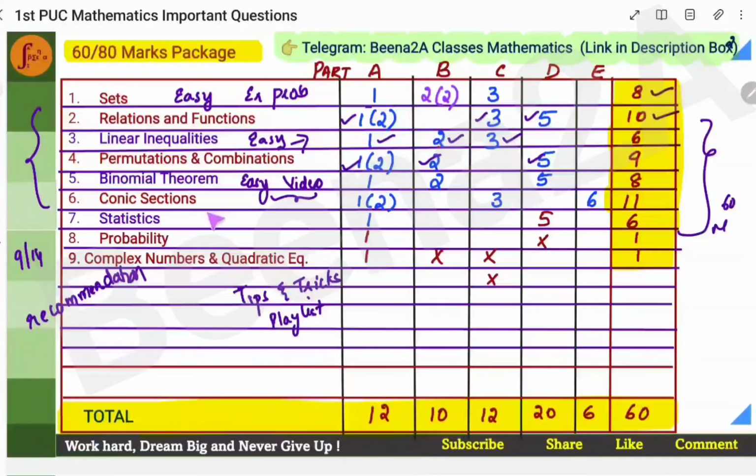And in conic sections, right? Again, this is a high scoring chapter. You have 2 1 marker questions, you have a 3 marker, and you have a 6 marker. Now, in conic sections, you have different subtopics, right? Like circles, parabola, hyperbola, ellipse. Now, there are a few fixed questions or fixed subtopics that come from this particular chapter.